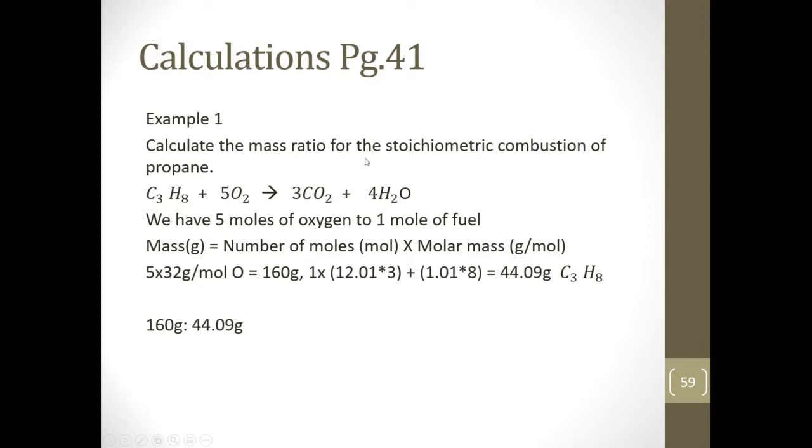Calculate the mass ratio for the stoichiometric combustion of propane. So first we have to do some balancing in order to get our coefficients here. So here, given we have 5 moles of oxygen to 1 mole of fuel, in this case, propane. The mass is going to equal the number of moles of each thing times the molar mass. So what do we got? 5 moles of oxygen gas. Oxygen gas is 2 times 16 or 32. And we have 5 of them, so 5 times 32 is 160 grams of oxygen.